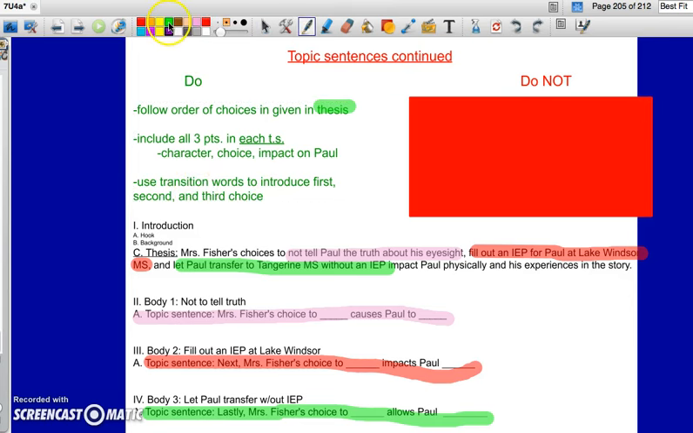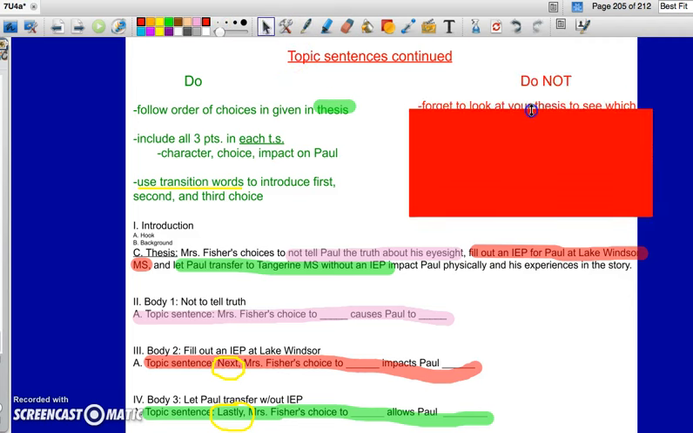So if you look back at my examples, we want to use transition words. In my first one, I don't have a transition word because that's the very first choice that I introduced. But in my second topic sentence, I use the word next, or maybe I'll use second or in addition to show this is another choice Mrs. Fisher is making. And for my last body paragraph, my last topic sentence, I have the transition lastly, or I can use finally, or the third choice Mrs. Fisher makes to again show how all of these topic sentences are connected.